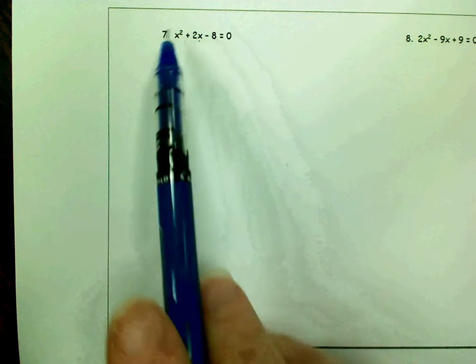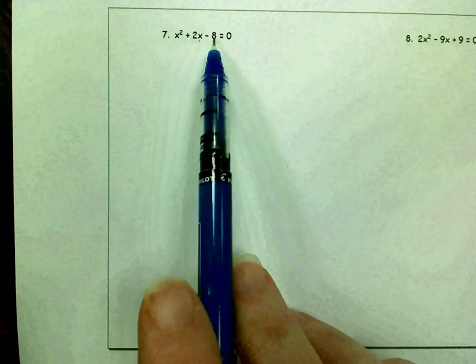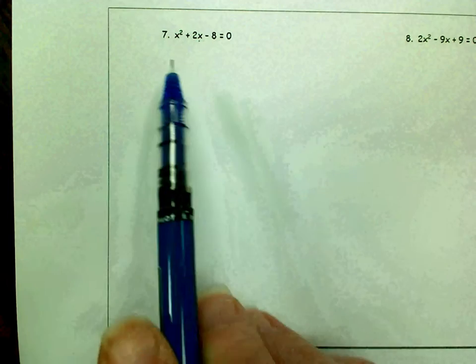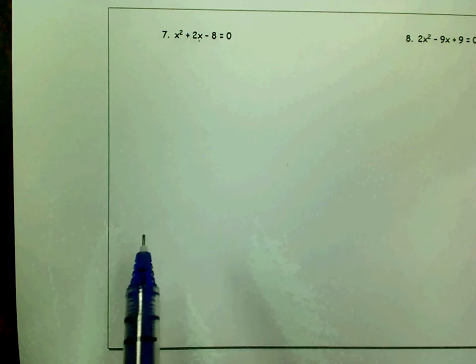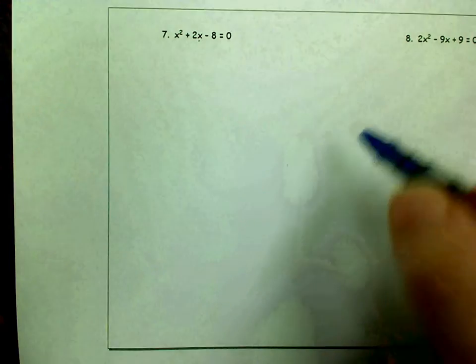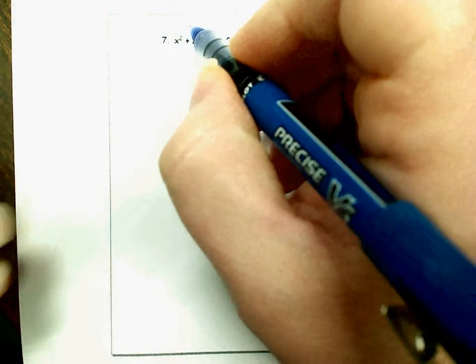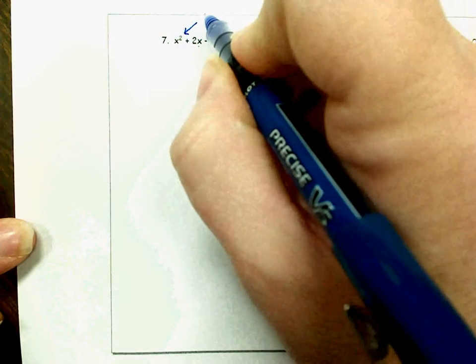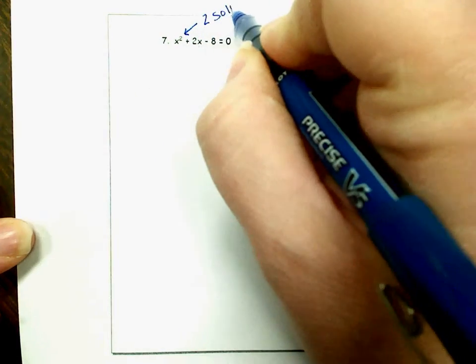So this one's already ready. It's got all our 3 terms in standard form on one side and set equal to 0. So we're going to begin by factoring this quadratic. Remember, the highest exponent on your polynomial tells you the largest number of solutions that you could have. So we can have at most 2 solutions. We may only have one.